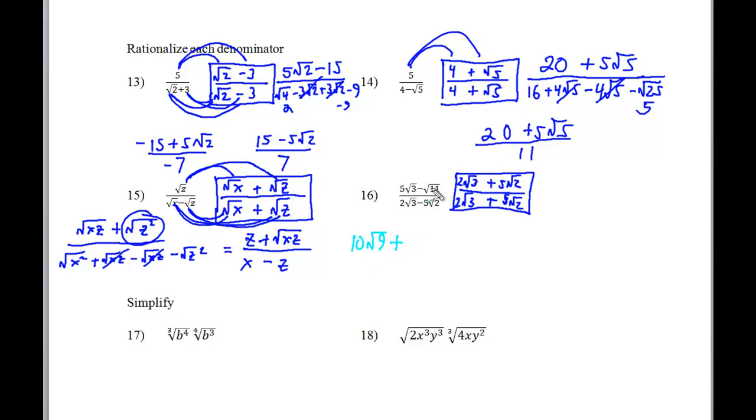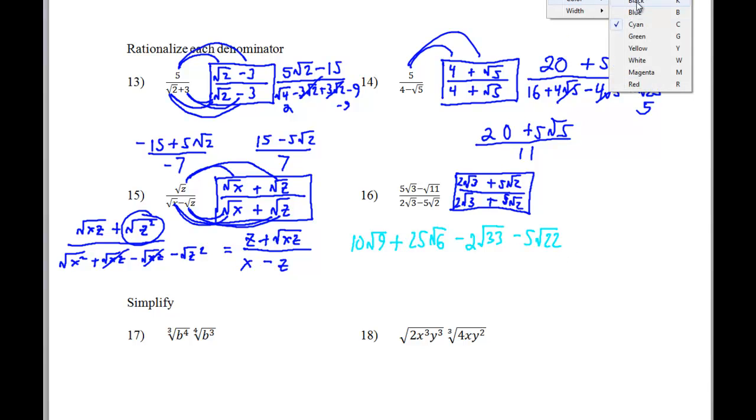Plus 5 square root of 3 times 5 square roots of 2 is going to be 25 square roots of 6. The square root of 6 cannot be simplified. The negative square root of 11 times the 2 square roots of 3 is negative 2 square root of 33. The negative square root of 11 times the positive 5 square roots of 2 is going to be negative 5 square root of 22. Now I'm going to change to another color for my denominator.